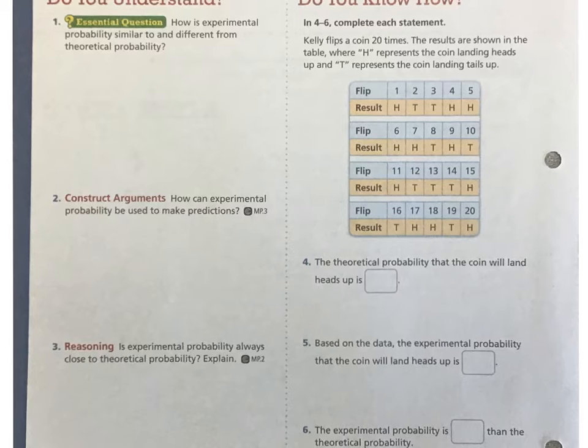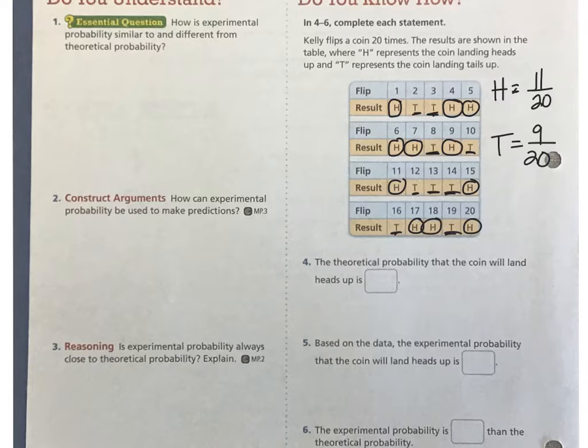So when Kelly flips the coin 20 times, she is looking for the number of times she gets heads and the number of times she gets tails. So count those up. And then we're going to make fractions out of the two of those using the denominator of 20, because that's how many experiments were conducted. For this experiment, Kelly flipped heads 11 times and flipped tails 9 times out of the 20 total flips.